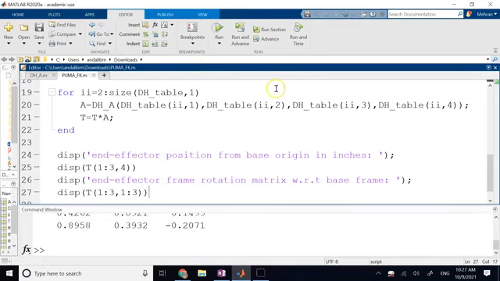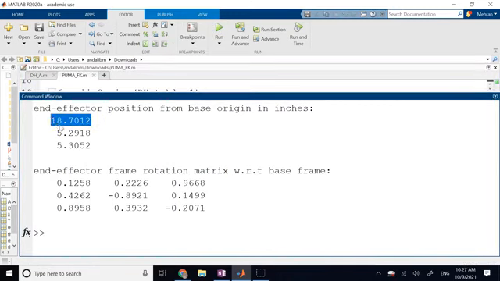And here we go. As you can see, it says the end effector position with respect to the base, in inches, is 18 along x0, 5.29 along y0, and 5.3 along z0. And these are the rotation matrix, right? The first column describes x of 6 with respect to x0, y0, z0. The second column describes y of 6 written in frame 0. And the third column describes what? Z of 6 in the 3 axes of frame 0, correct?